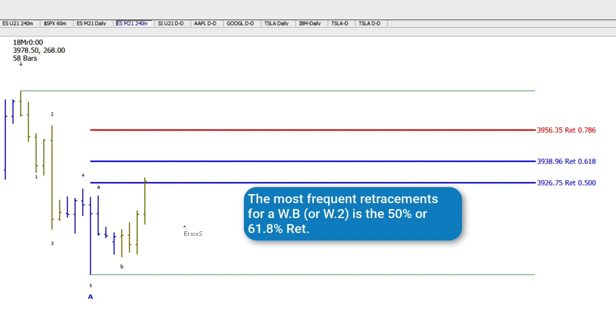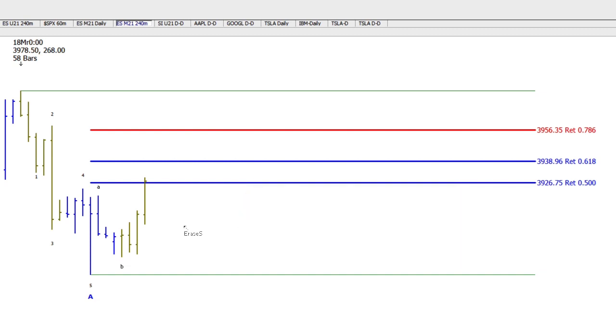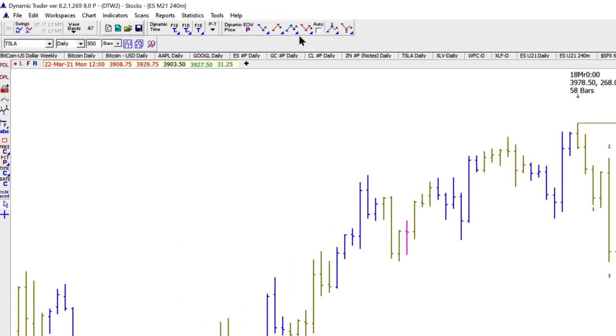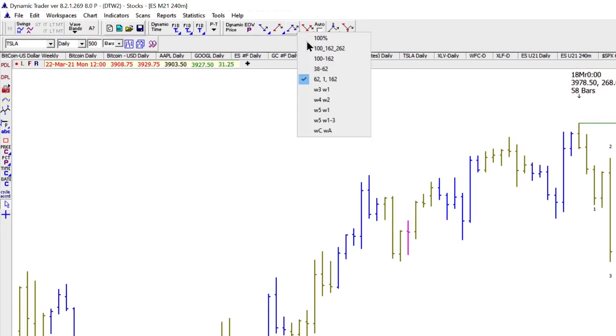And the second price relationship we want to put on is the alternate price projections of the wave A from the wave B extreme. So what's the typical wave C targets? Well, the minimum is usually 62% of wave A. The typical, really frequent, is the 100% of the wave A. And the maximum for a wave C is typically 162%. So let's put those alternate price projections on.